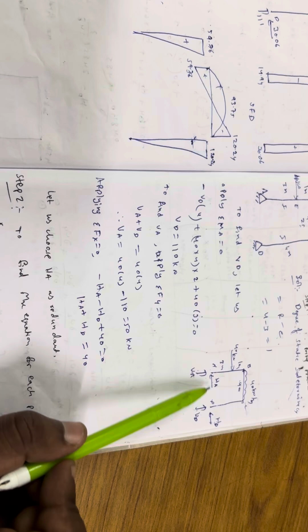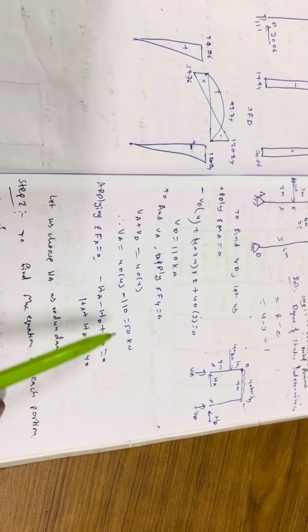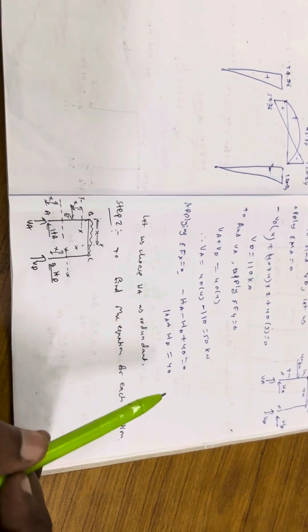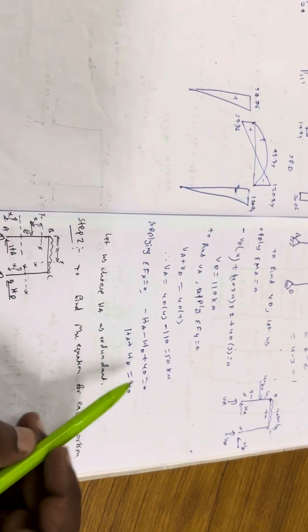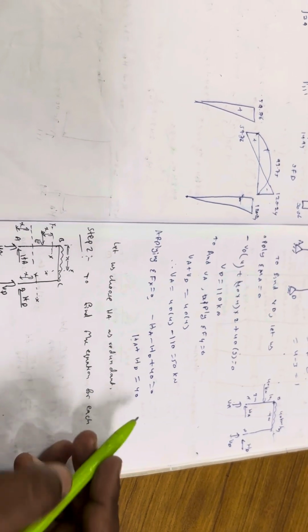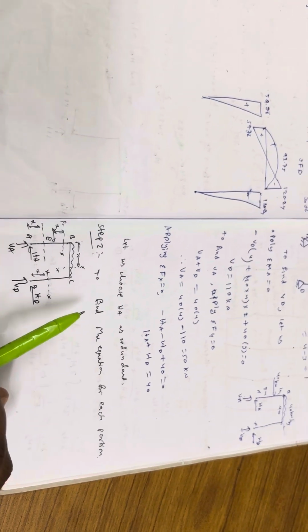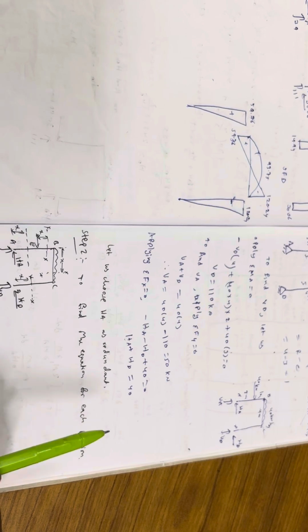Next, apply sigma Fx equal to 0. Right side force equals left side force, so HA plus HD equal to 40. Now let us choose the redundant. I have chosen HA as the redundant here. Next, in step 2, we need to find the MX equations for each portion.